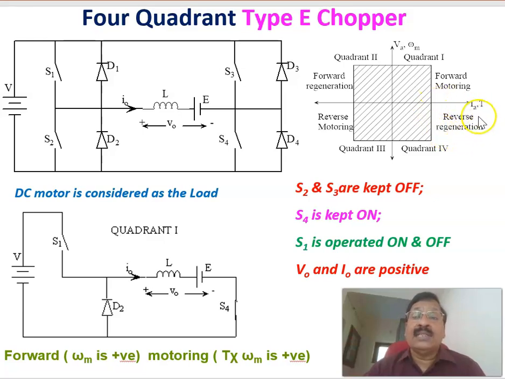So this is a reverse regeneration, this is a forward regeneration, this is a forward motoring, and this is the reverse motoring. These are the four quadrants of operation. Now let us see the first one. The DC motor is considered as the load.